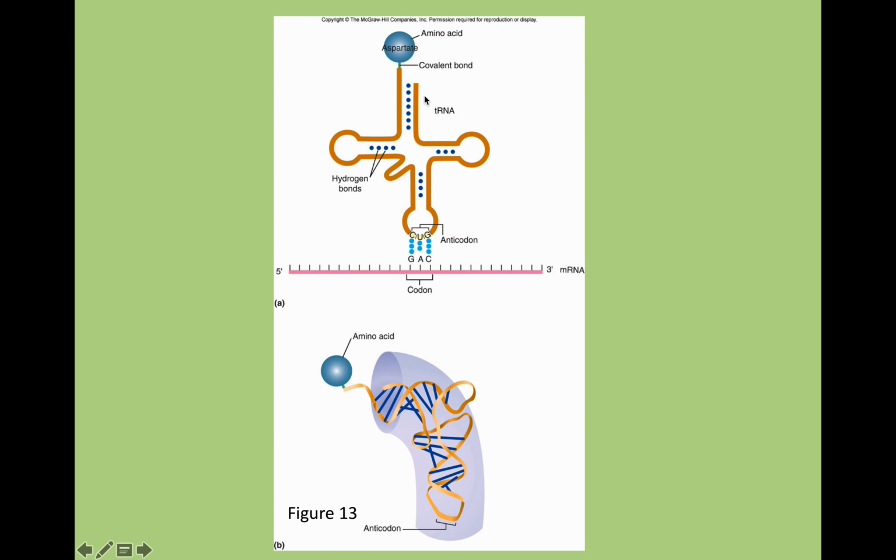Here we have the transfer RNA molecule. We have the amino acid aspartate and the anticodon CUG reading the codon GAC. Okay.